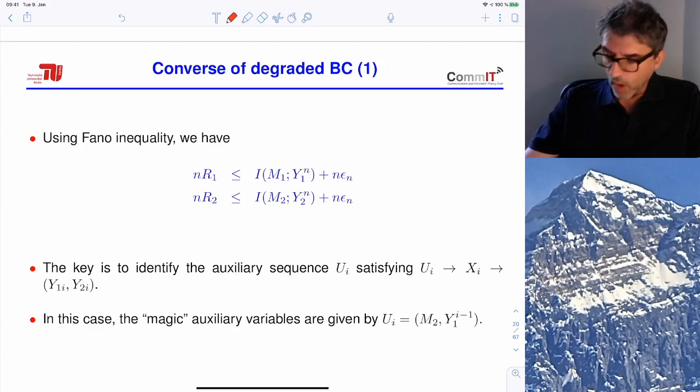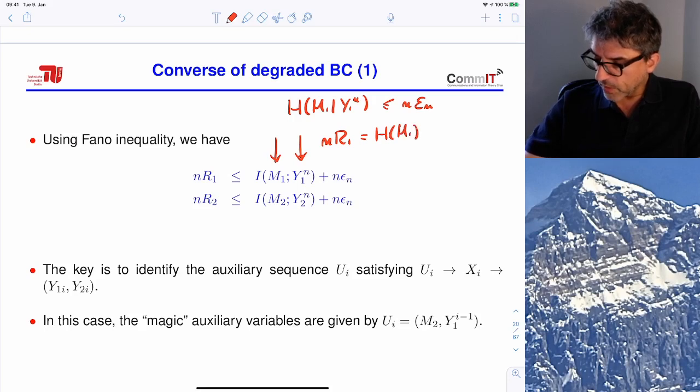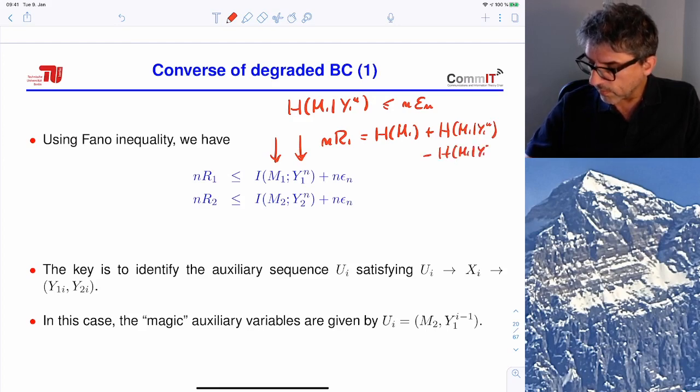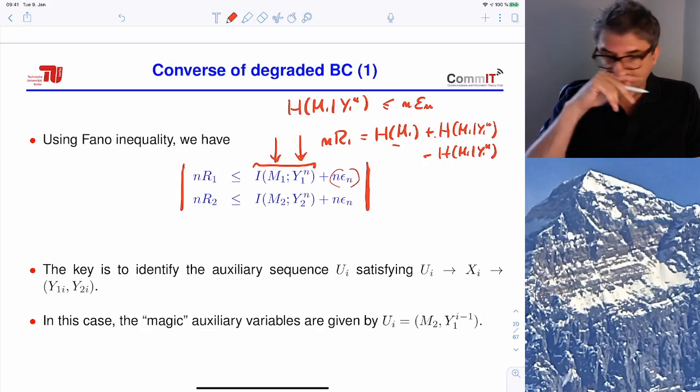For decoder 1, which wants message 1 and has Y1^n, through the usual argument the entropy of message 1 given Y1^n must be less or equal than n epsilon_n. Therefore we can write nR1 equal to the entropy of message 1 plus and minus this conditional entropy. The difference of these two entropies is this mutual information, and then this term is n epsilon_n. We get this same thing for decoder 2. This is the usual starting point obtained by Fano's inequality.